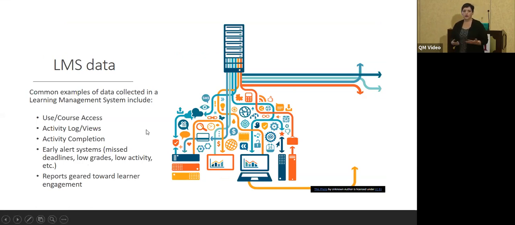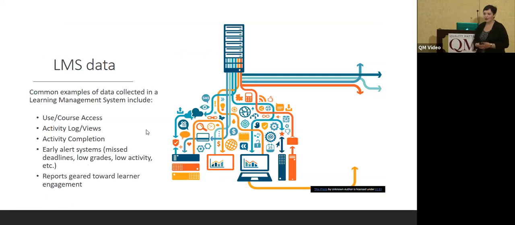So we have use and course access data, right? These are things that definitely we want to check that first week of the course. Has everybody logged in? Those students that have not logged in, reach out to them. Did you know this was an online course? Did you know how to log in, right? We have all had those students.